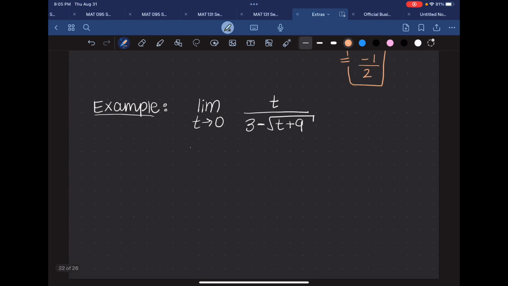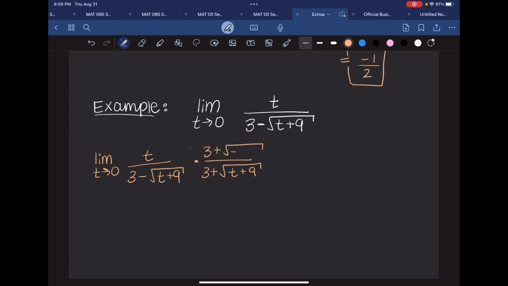All right, for this third problem, we again have a division by 0. So when we plug in the 0, we get 3 minus square root of 9, which is 3 minus 3, so division by 0. And again, we don't have something that we can factor. But we can attempt to use the conjugate of our denominator. So we've got limit t goes to 0 of t over 3 minus square root of t plus 9. And I can see what happens when I multiply by the conjugate, 3 plus square root of t plus 9.